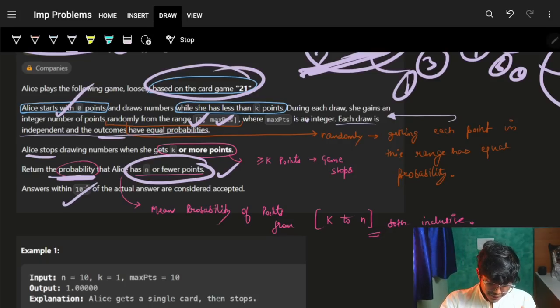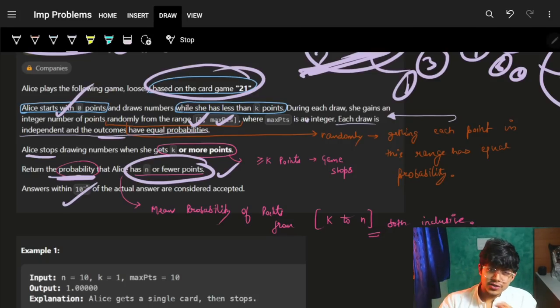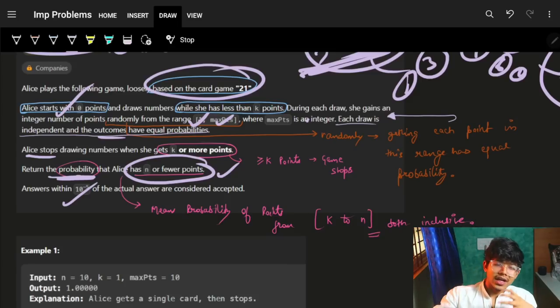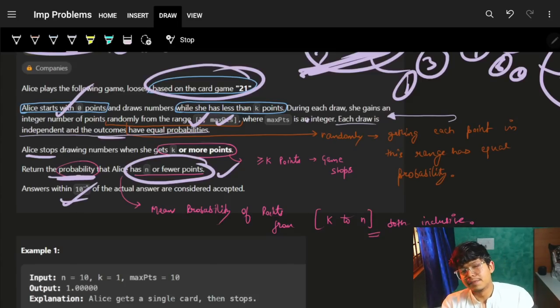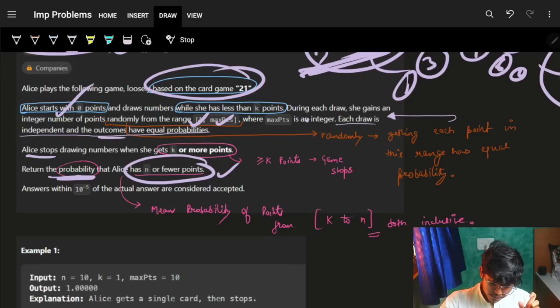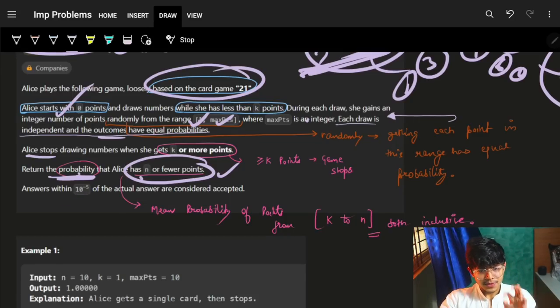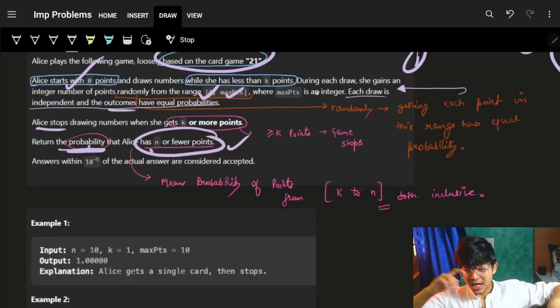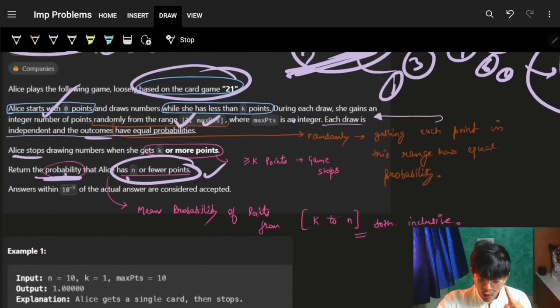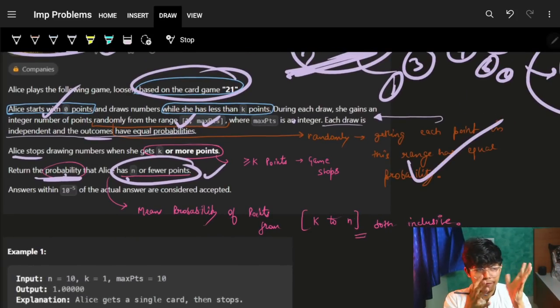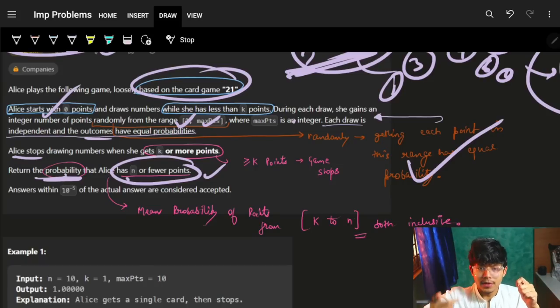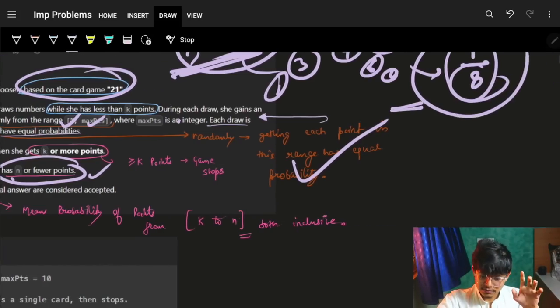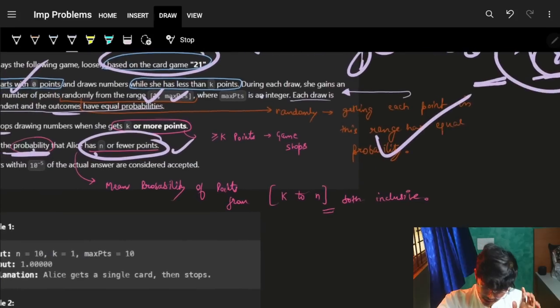Ultimately, since it's a probability, we return the answer in the form of a double. We have to find the probability that Alice has N or fewer points. Now we will see how this all happens. But ultimately, what we saw here is that every number from 1 to maxPts has an equal probability of coming up, and that is 1 by maxPts.